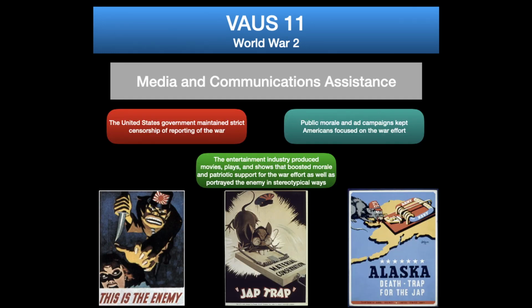Okay, this is an interesting piece of information here. We have media communications assistance. The United States government maintained strict censorship of reporting of the war. Now, that's kind of a violation of the First Amendment.